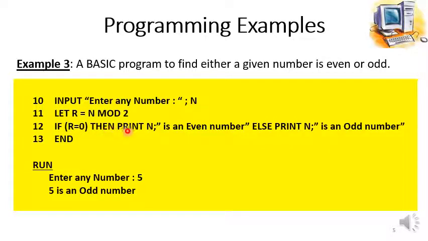So the print statement after the then keyword will not be executed, and the print statement after the else keyword is going to be executed in this case because the condition is false. So it will display the message print n is 5, which is printed here in this output, 5, and whatever is written inside the double quotation mark is printed as it is. 5 is an odd number. So this is how you can find out whether the given number is an odd number or an even number.